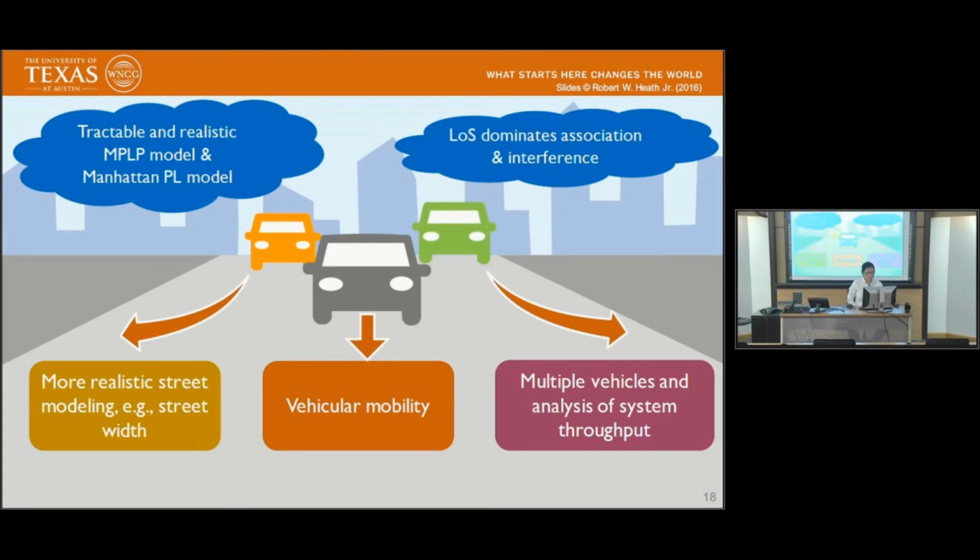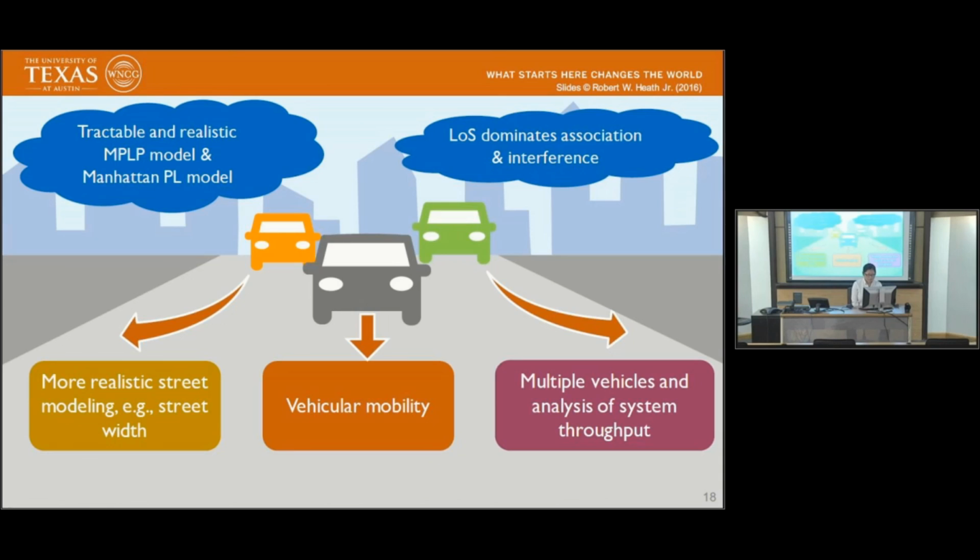So for the conclusion, in this paper we proposed a tractable and realistic model which combines the MPLP network model and the Manhattan type pathloss model in urban millimeter wave microcells. The second thing is that the line of sight base stations still dominate the base station association, and they are also the major source of interference for the typical receiver.